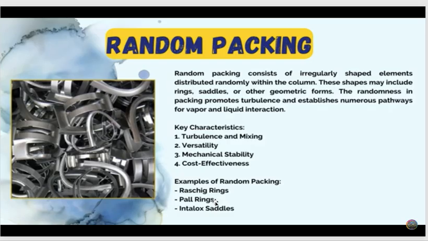Here the random packing key characteristics are the turbulence and the mixing between liquid and vapor, versatile for many choices, mechanical stability and cost effectiveness, because this cost effectiveness is very important and considered during the design case, and capital cost and the budget specifying. There are examples for the random packing like Raschig ring, Pall ring and Intalox saddle. These are types of the random packing.